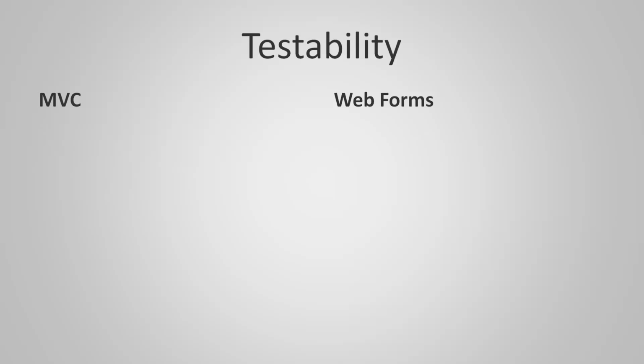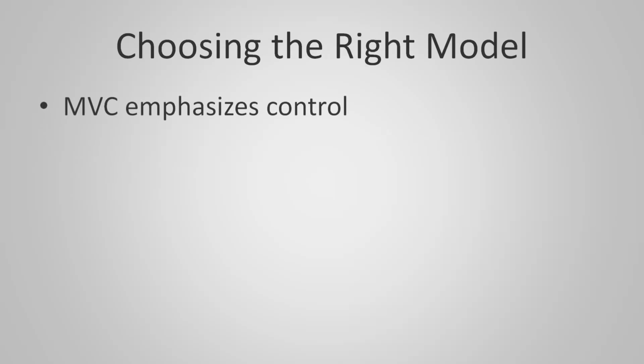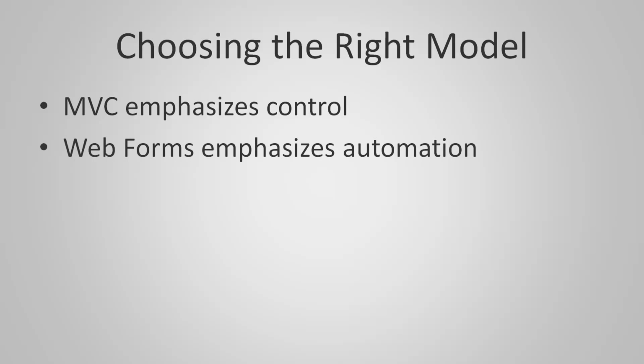MVC allows a clean separation of concerns by its model view controller approach. This means that testing can be written for individual components more easily, whereas Web Forms' simplistic structure can make writing tests more difficult. In general, it can be said that MVC emphasizes control, whereas Web Forms emphasizes automation.